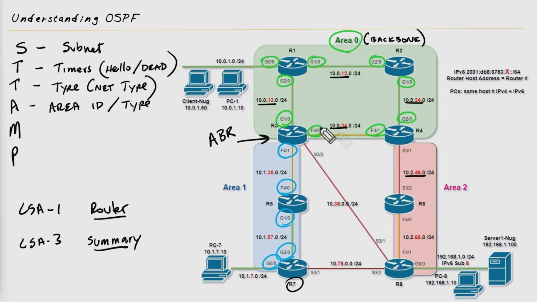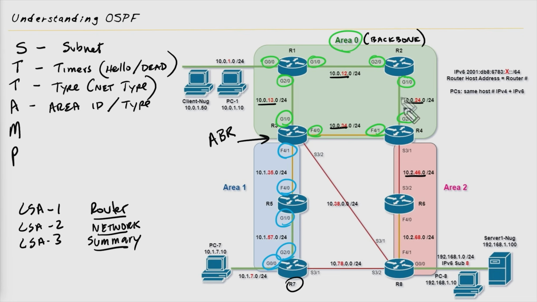That's one of the benefits of chopping up OSPF into logical areas or sub areas. Also, while we're talking about LSAs, let's also add an LSA type 2. And an LSA type 2 is referred to as a network LSA. And that's generated by a designated router on a segment.